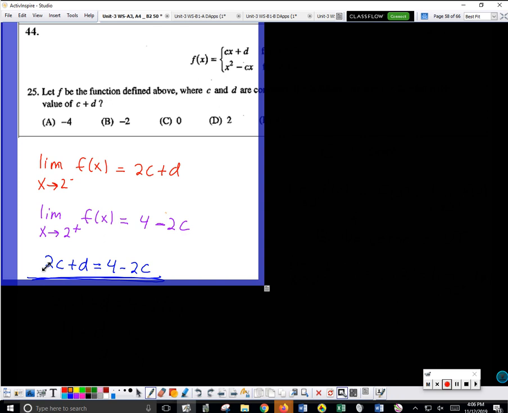That's an equation, but I could try and solve. I could move the 2c over here. That would give me what? 4c plus d equals 4. It's still one equation, two unknowns. There's no way to solve one. That's why they said solve for c plus d. They don't allow you to back solve it.